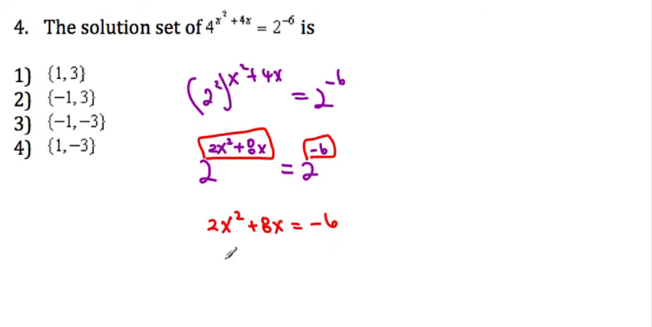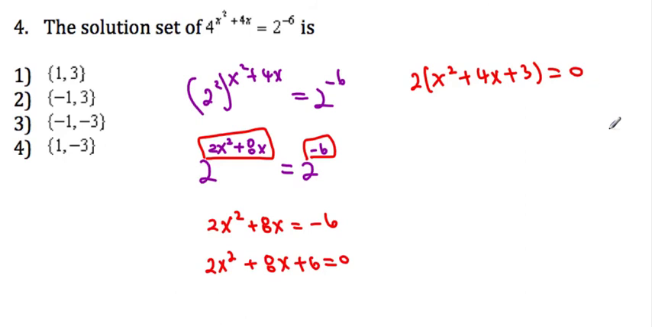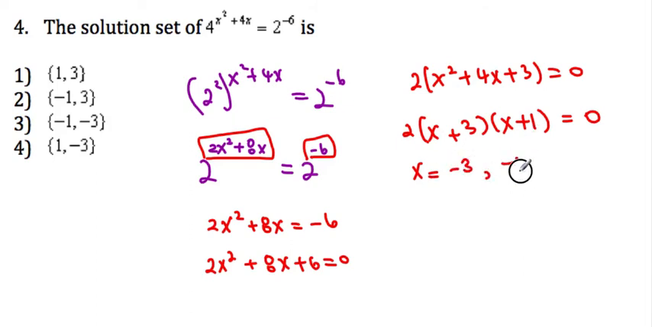By adding 6 to both sides, we get 2x squared plus 8x plus 6 equal to 0. We realize the common factor is 2, so by factoring out the common factor here, x squared plus 4x plus 3 is equal to 0. Now once you factor this, we get 2 times (x plus 3) times (x plus 1). Those are the two factors, which will get us x must be equal to negative 3 from this factor, and then here negative 1. So those two become our answer, which is choice 3.